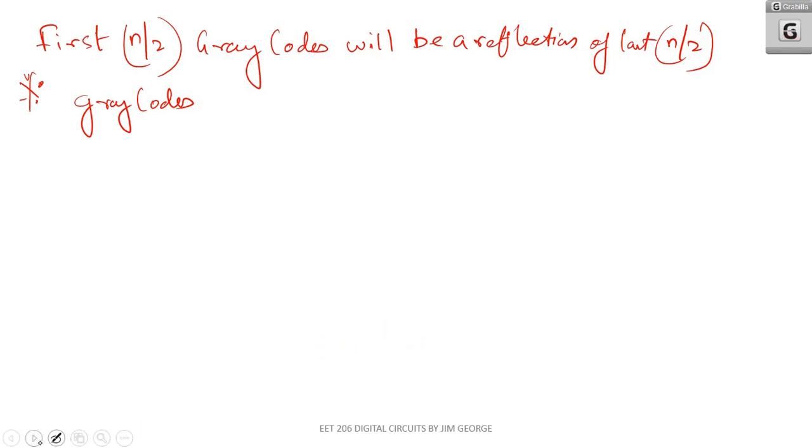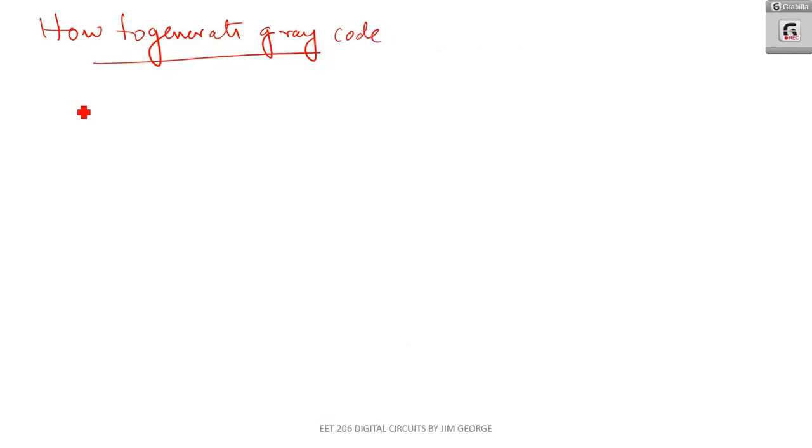Now, before going into how to generate gray code, we need to know one basic thing. Okay, the basic thing which we need to know is exclusive OR gate or XOR gate, or exclusive OR binary calculation.